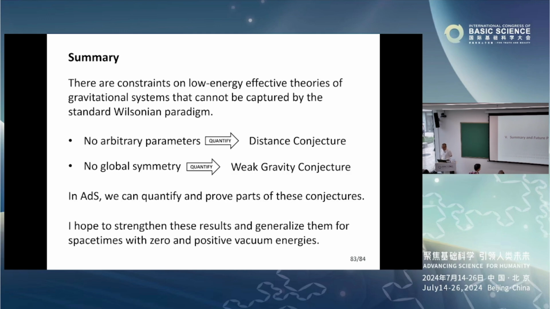Okay, so, summary and future programs. I wanted to point out again that there are constraints in the low energy effective theory of gravitational systems that cannot be captured by the standard Wilsonian paradigm. Indeed, I think these two statements are more or less theorems now, at least in the context of AdS/CFT. So we can try to quantify them, and we are in the process of proving and putting constraints on some of the parameters here. And in AdS, therefore, we can quantify and prove part of this conjecture.